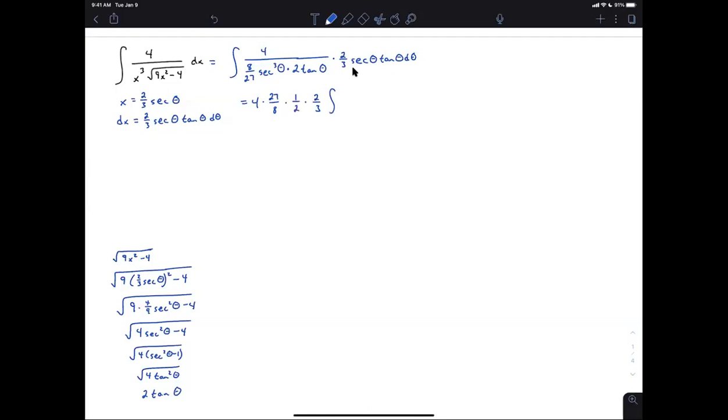And now we take a step to cancel these out. So the tangents cancel completely, and one factor of secant cancels. And we get 1/secant squared theta d theta. Questions to there?